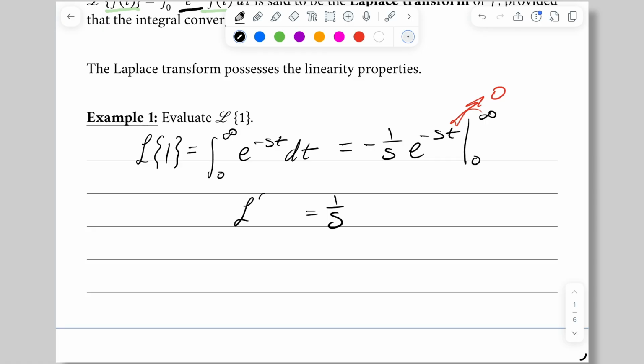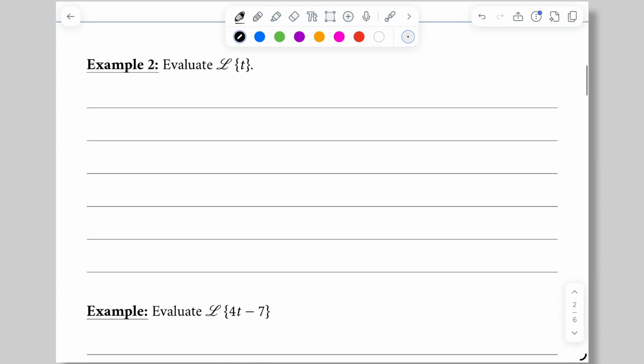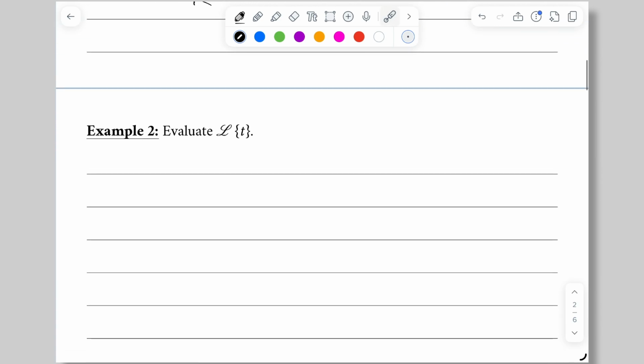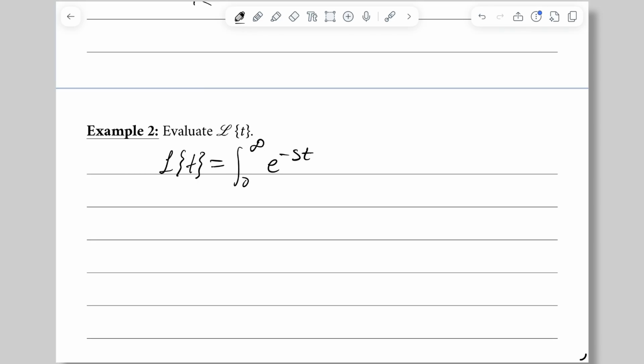We're going to develop a library of Laplace transforms. So here, this is the first entry in our library. Let's look at a more interesting example. We're going to evaluate the Laplace transform of t. That means we're going to set up an integral from 0 to infinity, e to the negative st times t dt, right?